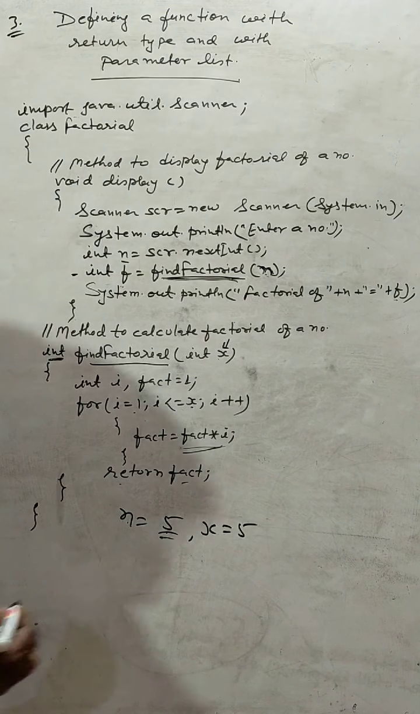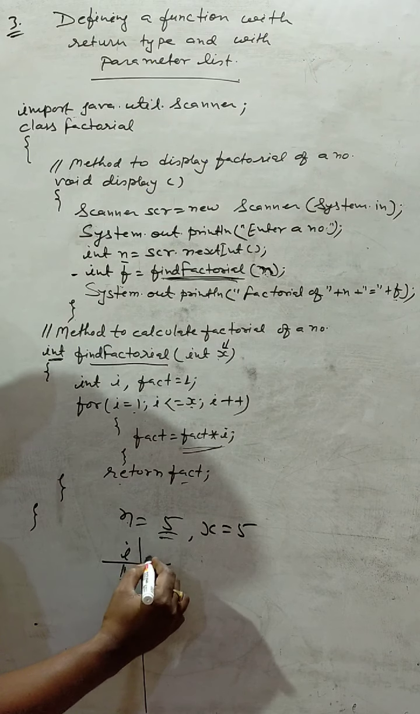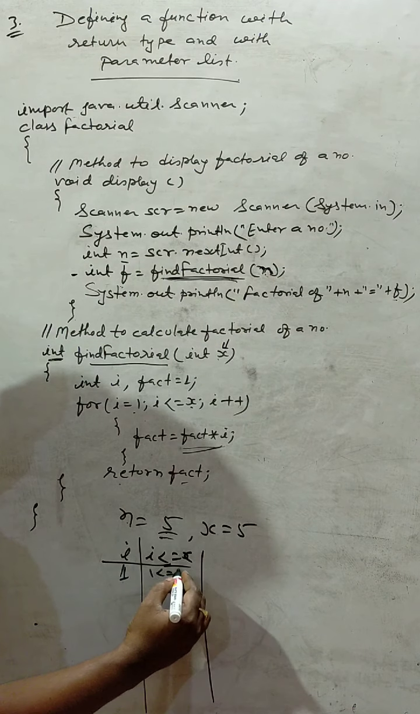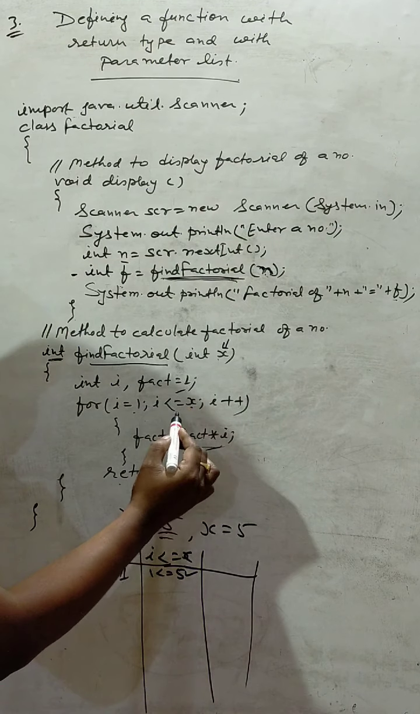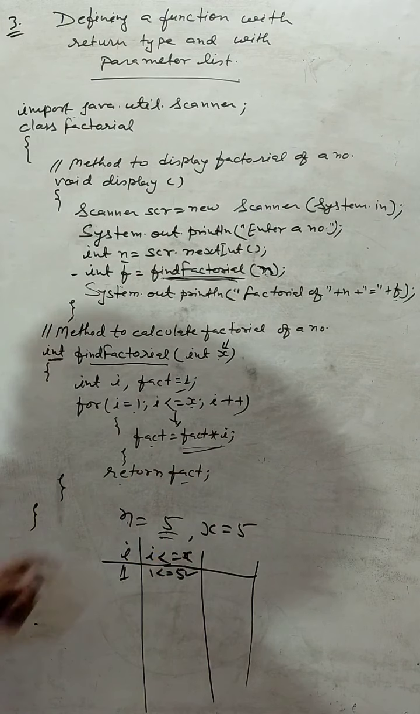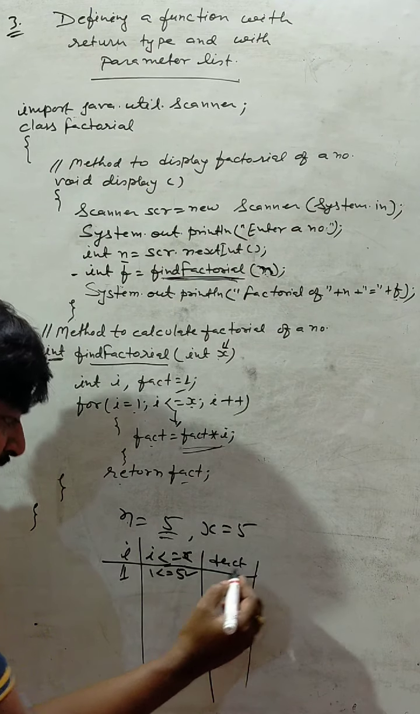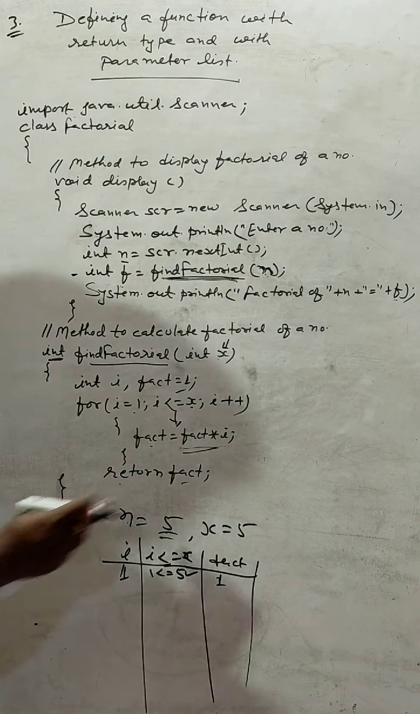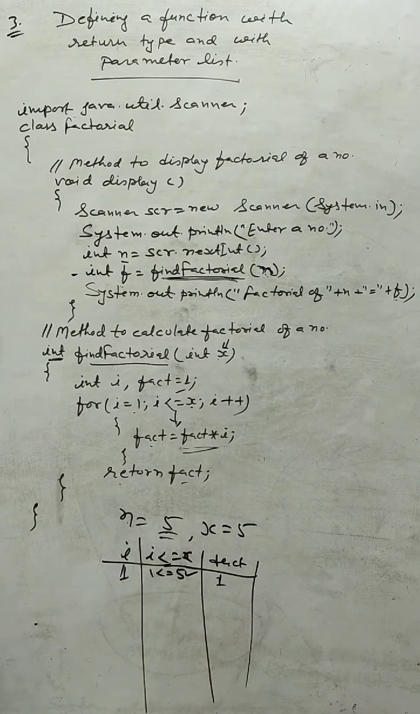See what is happening here. The value of i is first 1, i less than or equal to x. Therefore, 1 less than or equal to 5, the condition is true. Inside the loop, fact equal to fact into i, and the initial value of fact is 1. Therefore, fact will store 1 into 1 equal to 1, because the value of i is 1 and the value of fact is 1. So 1 into 1 equal to 1.